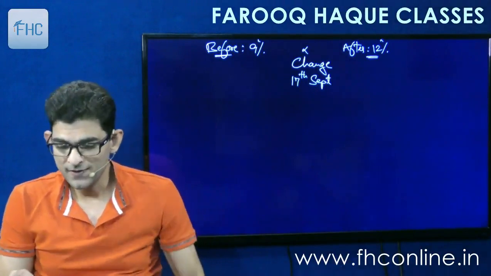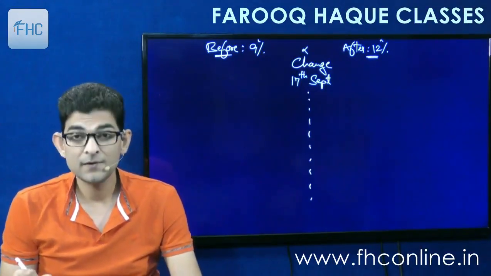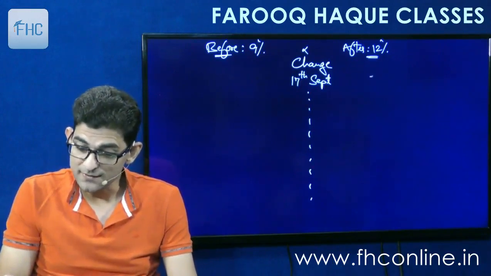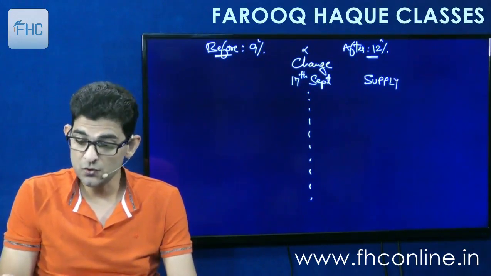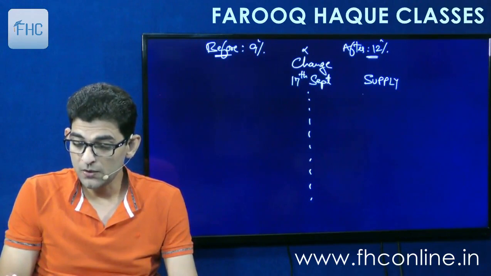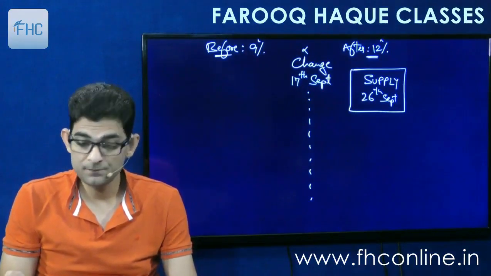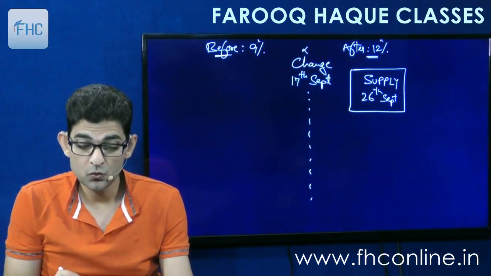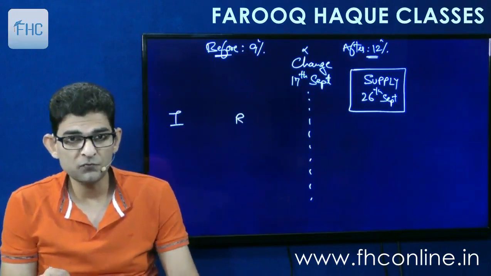Now let's see. So this is the change, 17 September. Now, the important point is that the supply is taking place after the change. Say for example on 26th September. So supply is afterwards. Now, if both are before, the invoice and the receipt are both before the change.